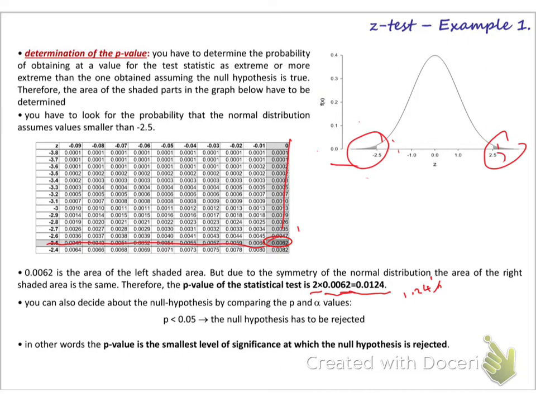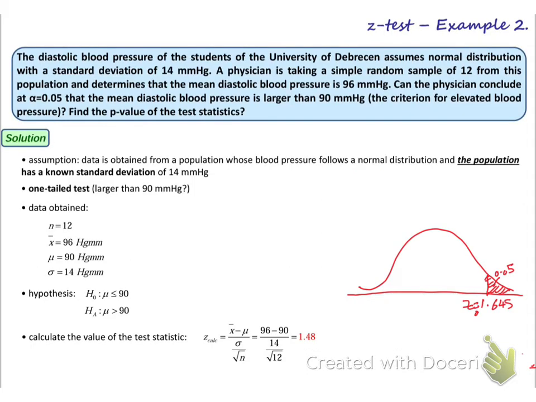By having this, we arrive at the end of the example solution. In this example, it says that the systolic blood pressure of students of the University of Debrecen assumes a normal distribution with a standard deviation of 14. So this is normal distribution and this is standard deviation 14.